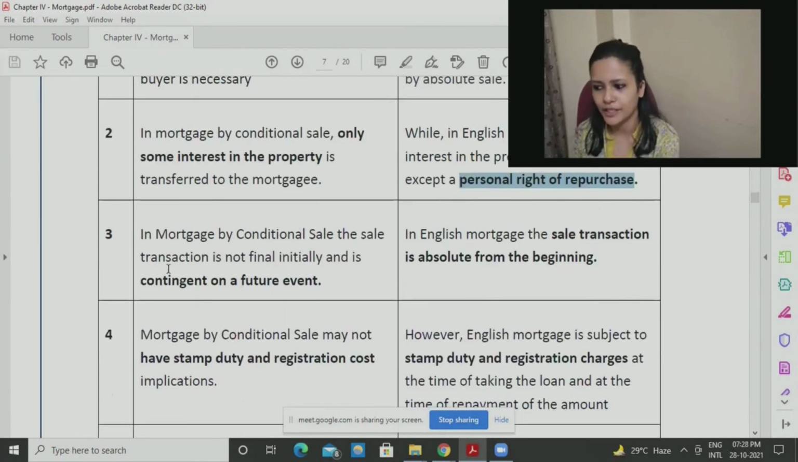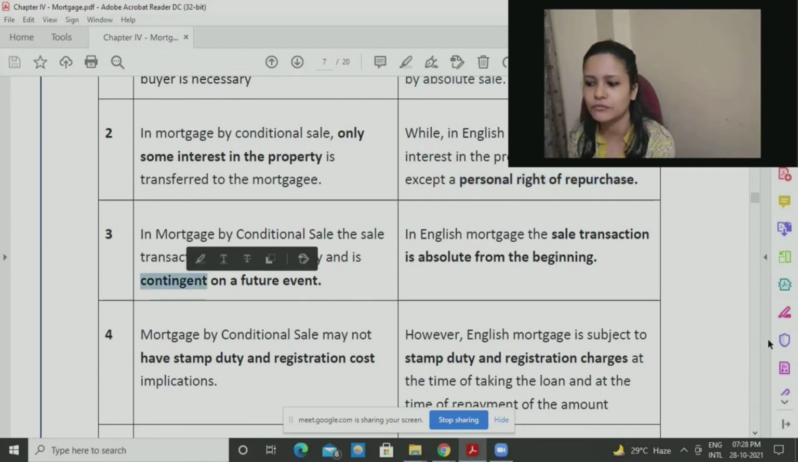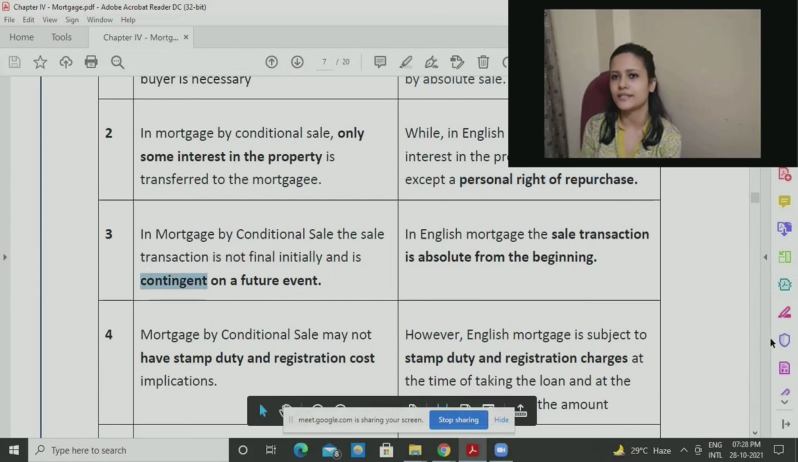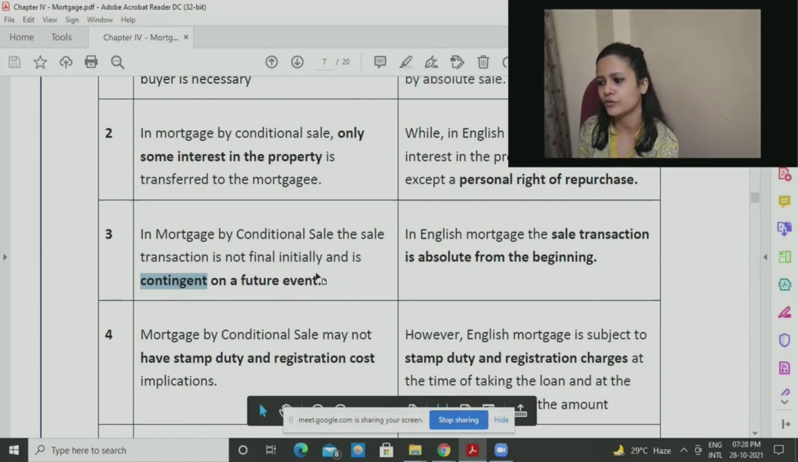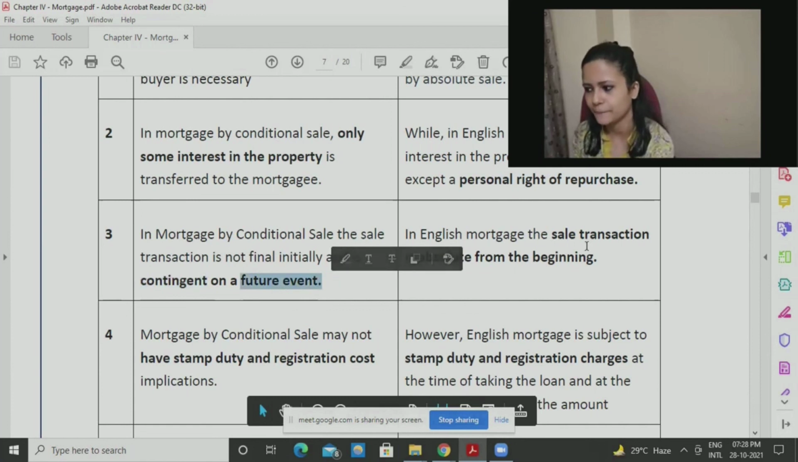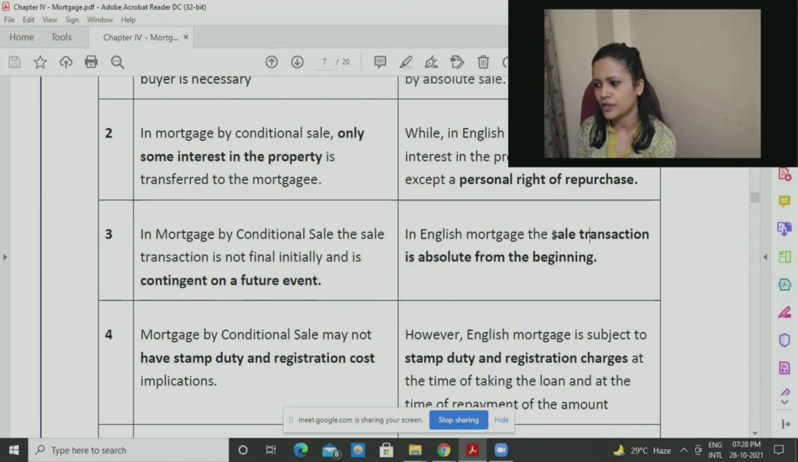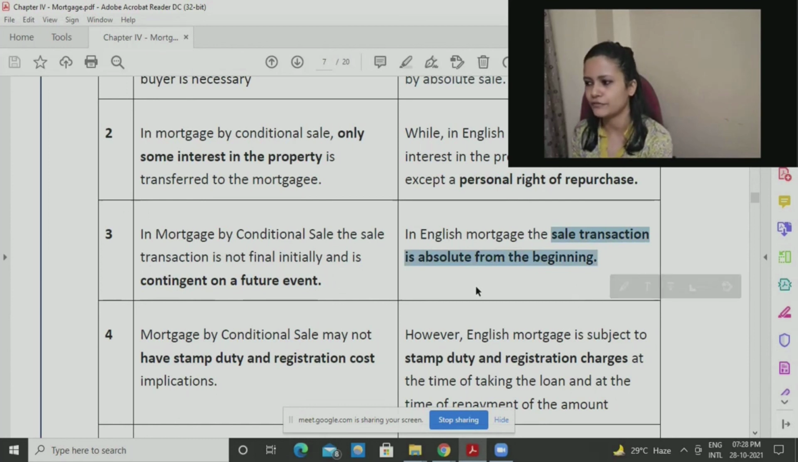In a mortgage by conditional sale, the sale transaction is not final initially, but is contingent on a future event. We need to see if that contingent condition will be fulfilled or not. If it happens, the transaction will become absolute. If the person is able to repay the amount, then the transaction will be considered void. So in future only we will come to know what will happen. But in an English mortgage, the sale transaction is absolute from the very beginning, just that there is a proviso and accordingly the person will have to wait for a certain duration.